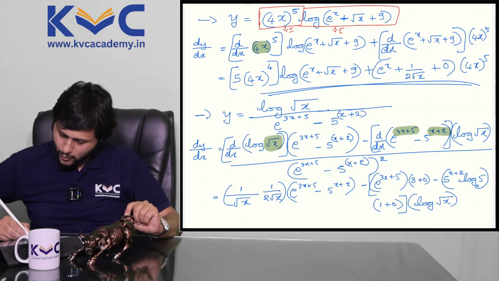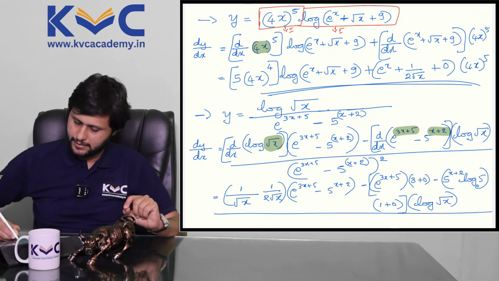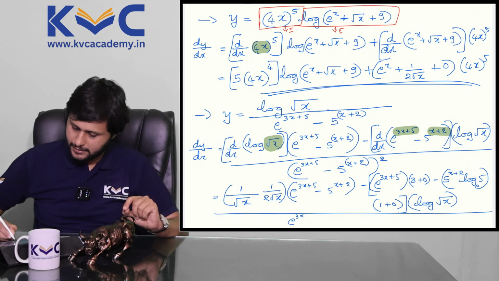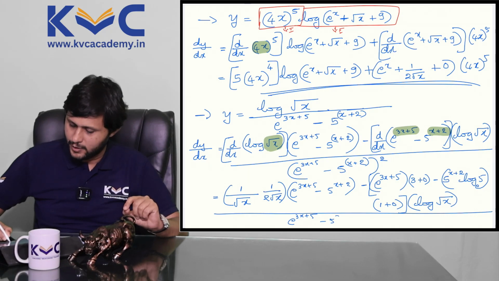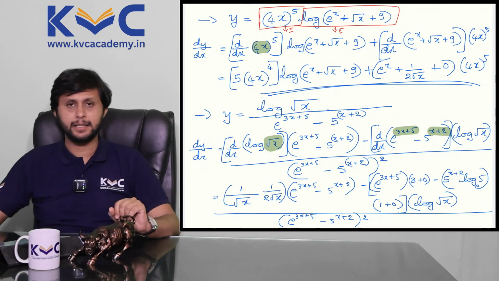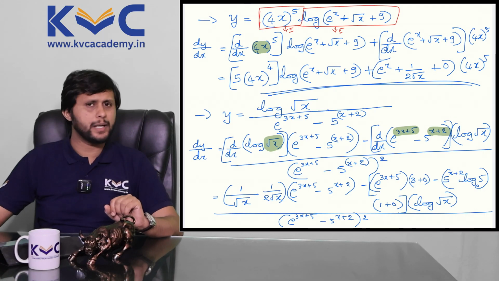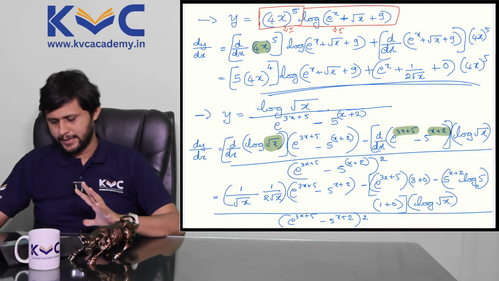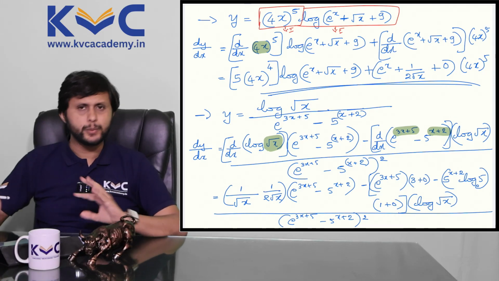Is it over? All divided by e to the power 3x plus 5 minus 5 to the power x plus 2. This we are not simplifying, whole square. I made it a little lengthy. I hope it's clear. I've written it in 2 lines, even the numerator, but I hope that's not gonna confuse you. Fine. Do it slowly.